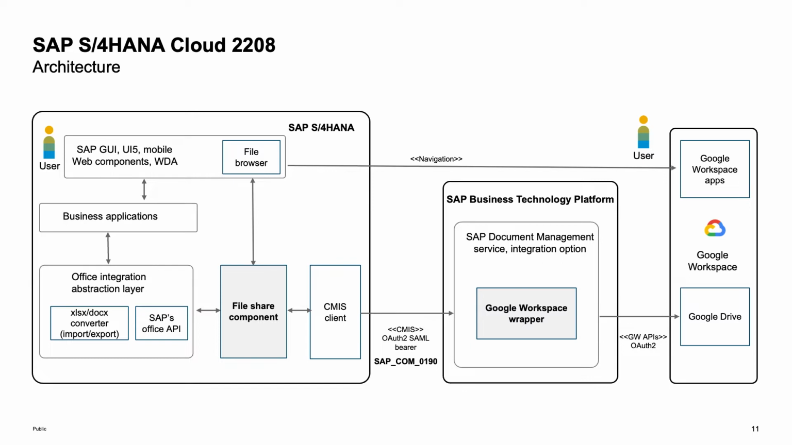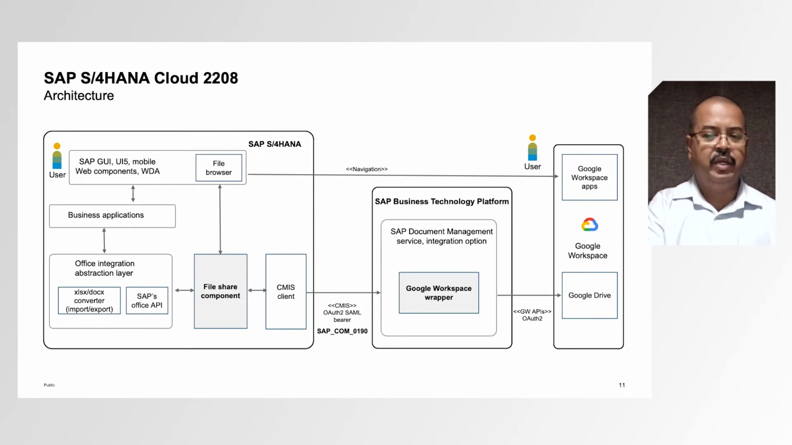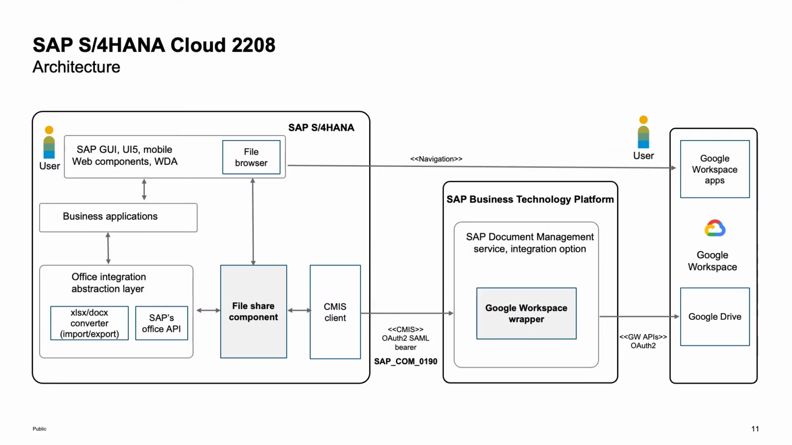This wrapper enables Google Drive to be onboarded as an external repository and thus allowing S/4HANA to leverage its existing CMIS client. On S/4HANA system, we also created a new component called File Share. This component allows S4 UI technologies to browse Google Workspace as remote file share drive. One important point to highlight here is that in this integration, all the artifacts that are created on Google Workspace are Google native format.